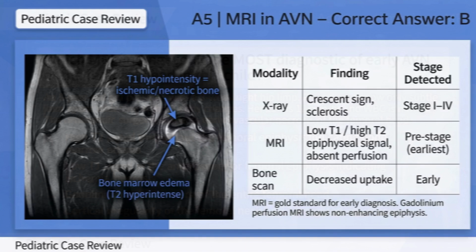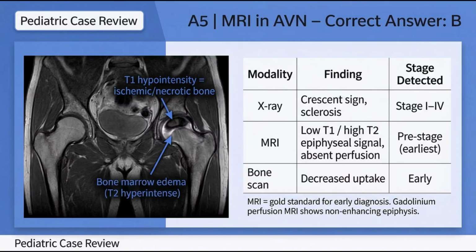The correct answer is Option B, low T1 signal in the anterosuperior femoral epiphysis indicating ischemia and necrosis. Magnetic resonance imaging is the gold standard for early diagnosis of avascular necrosis of the femoral head and can detect changes before any abnormality appears on plain radiographs.